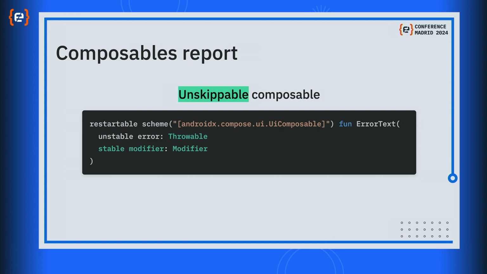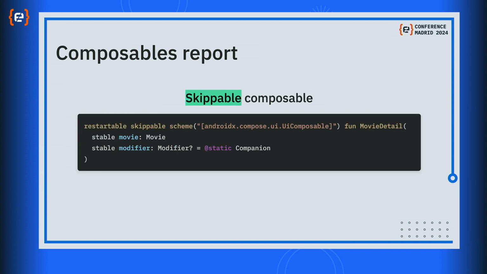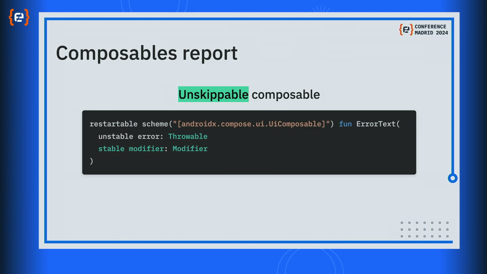On the other hand, we have this error text, which is not skippable. You can see that here we don't see the skippable prefix. This means that every time the parent composable is recomposed, this needs to be recomposed because Compose cannot be sure whether the unstable values have been changed or not. In this case, this is using a throwable, and the throwable class is not stable, even if the modifier is. So this composable will need to recompose every time.